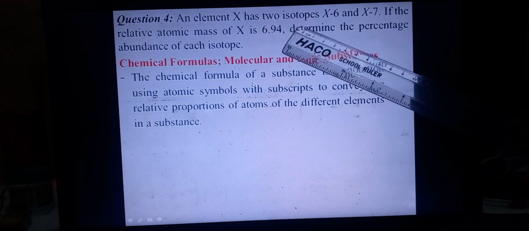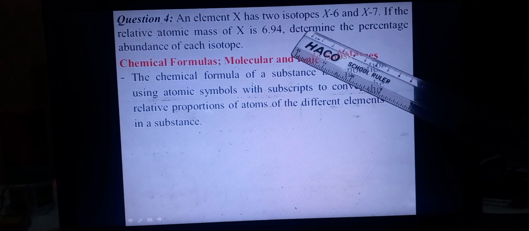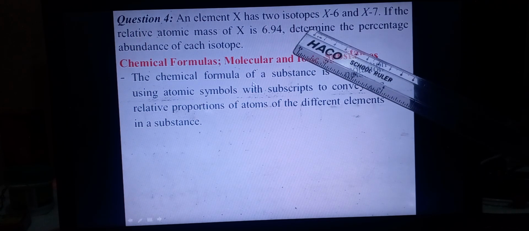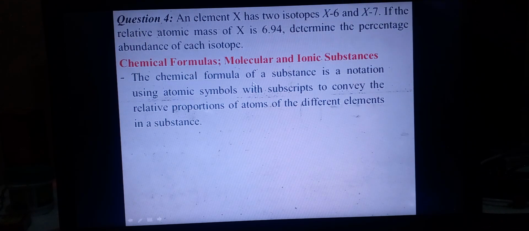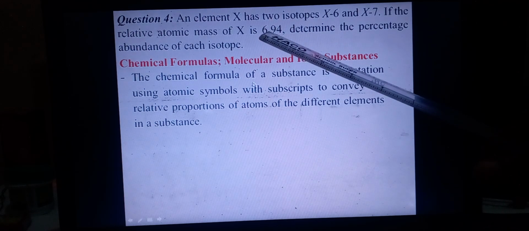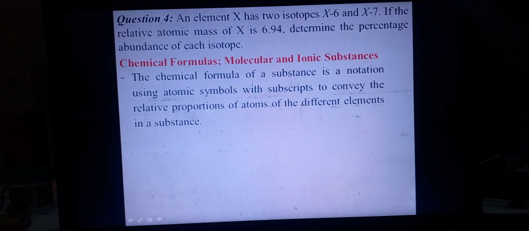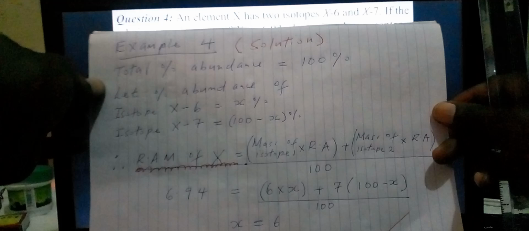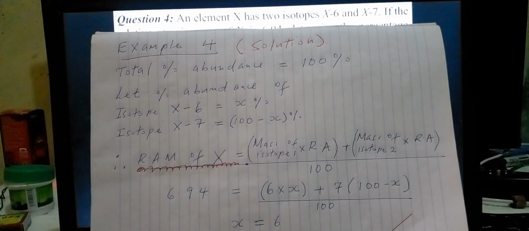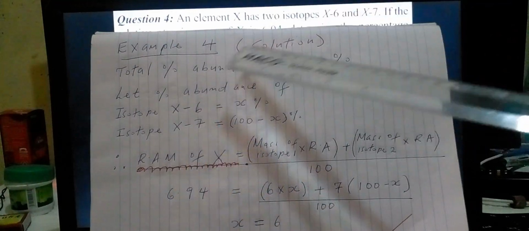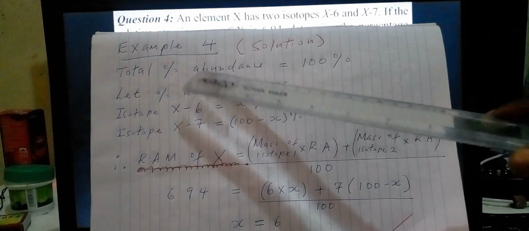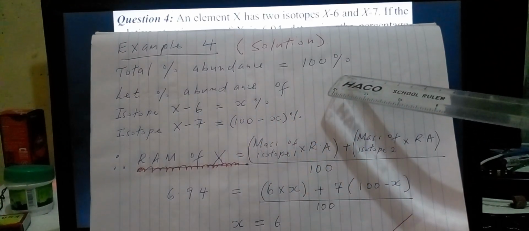But remember, from chemistry, the total percentage abundance must always be 100%. Each atom will contribute a certain portion to the total mass. So we now follow this particular working. I hope it can be seen clearly. We say let the total percentage abundance be 100.